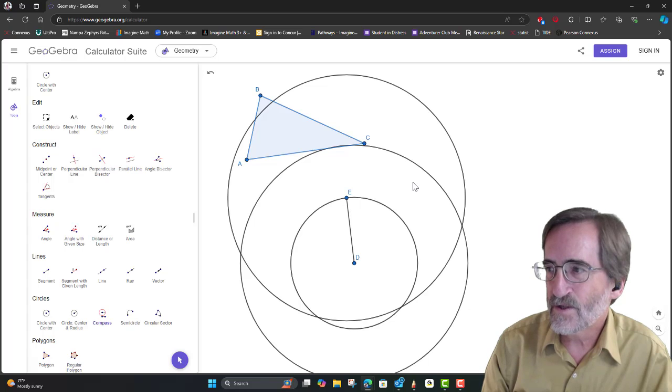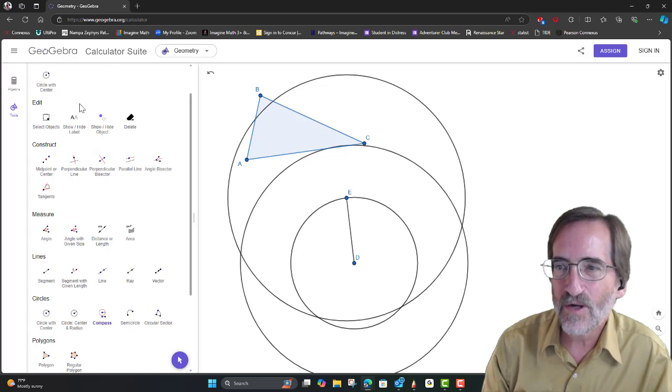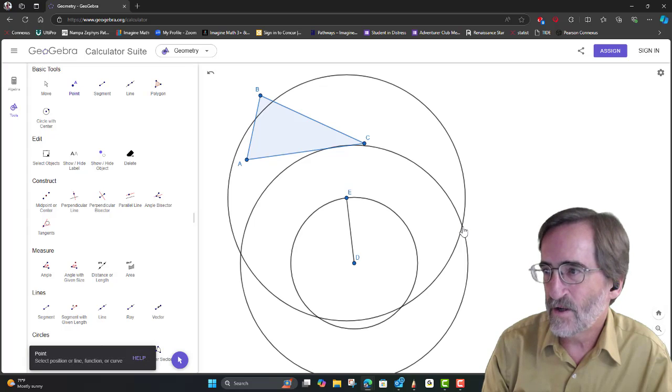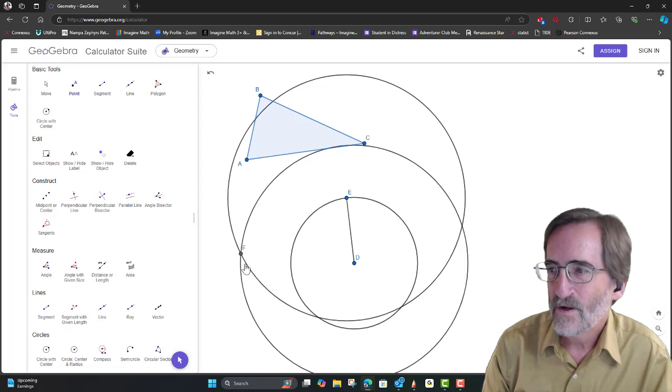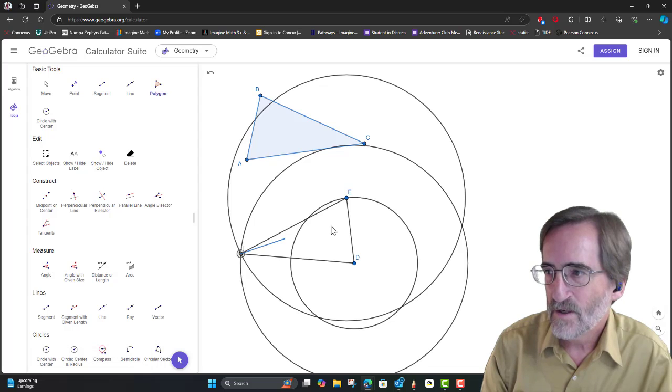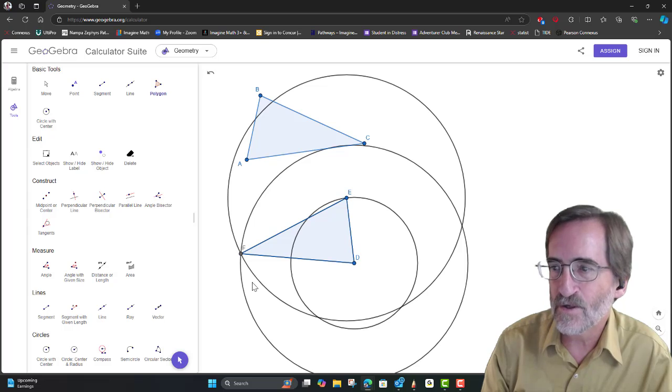And you'll notice this circle intersects the last circle I drew twice. I'm going to pick one of those points, this one over here on the left. And now I'm going to draw segments EF and DF. And the question becomes, are the two triangles that are formed, let me use the polygon tool to trace DEF here, are the two triangles congruent?